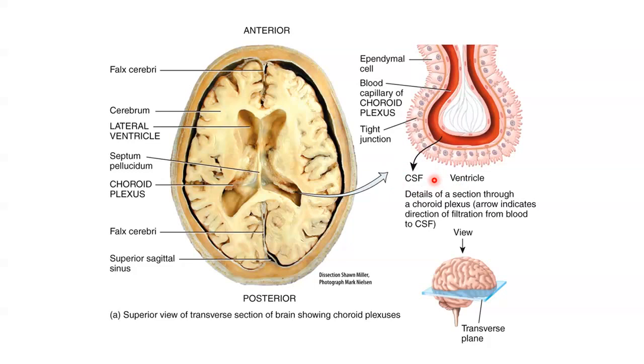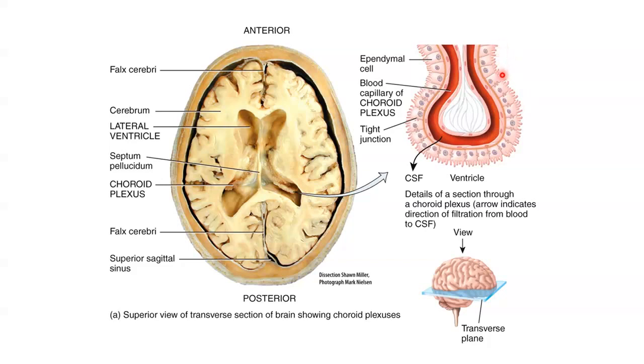Substances can also move back the other way, so from the cerebrospinal fluid through the ependymal cells and back into the blood. The ependymal cells also help with the movement or the circulation of our cerebrospinal fluid.